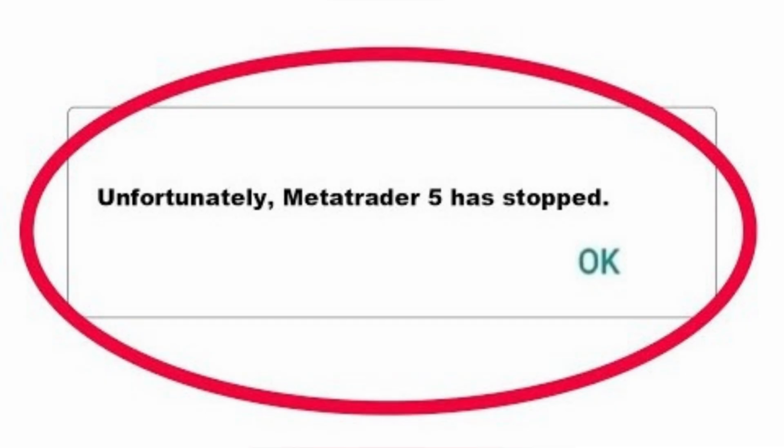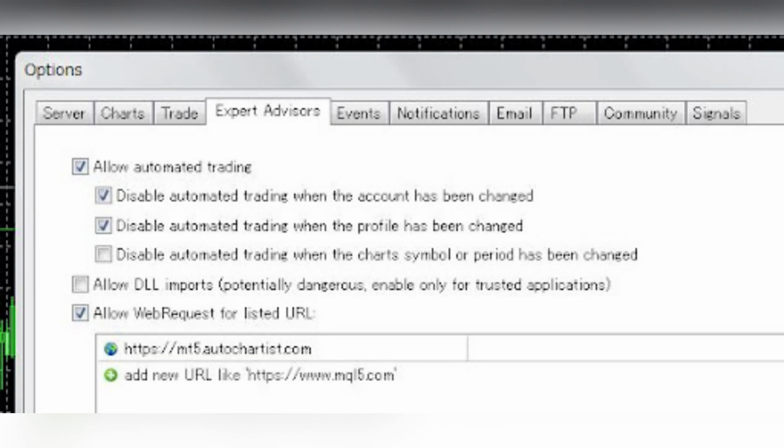If your MT5 platform suddenly freezes or crashes, don't panic. Start by restarting the platform. That usually clears small bugs. If it keeps happening, check whether your MT5 is up to date. Running an outdated version can cause performance issues. You should also make sure your computer meets the system requirements and that your internet connection is stable.